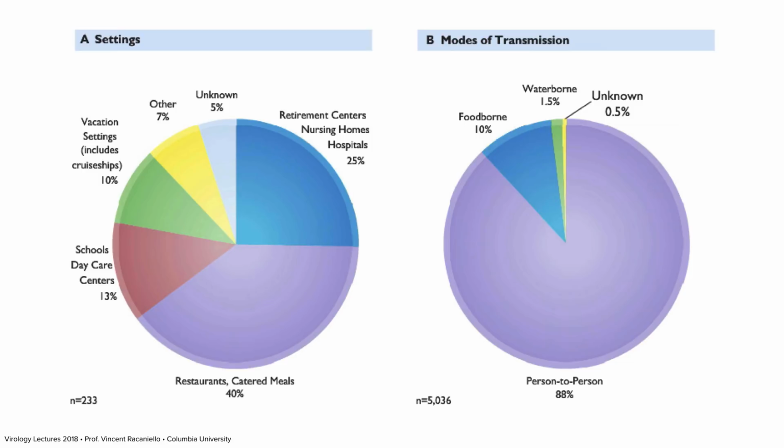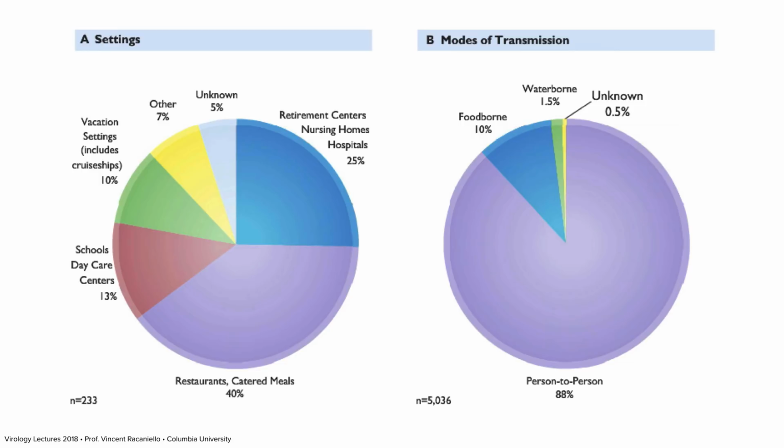These are how the viruses are transmitted. On the left are the settings. You can see that the biggest is restaurants, catered meals, 40%, retirement centers, nursing homes, hospitals, schools, daycare centers. I think there was just an outbreak in the Olympics, right?